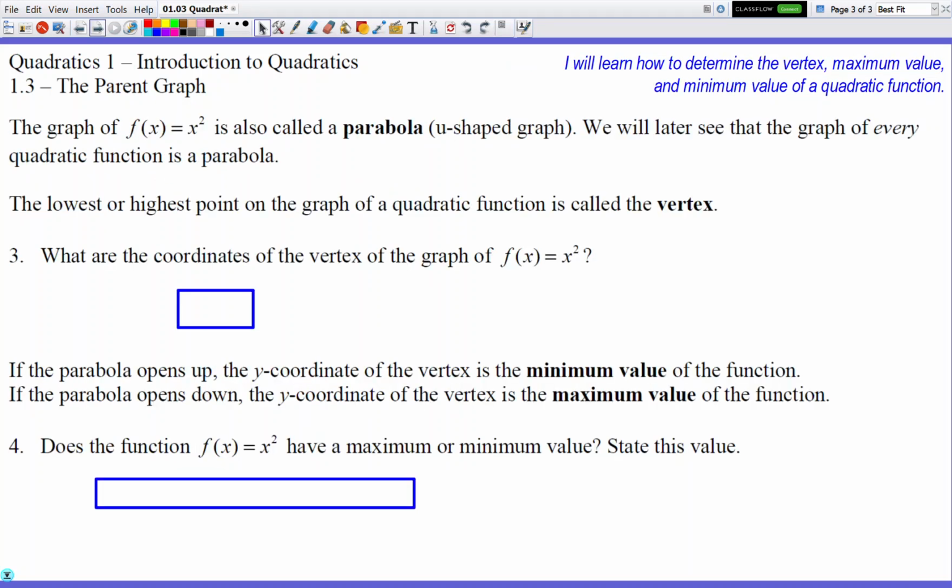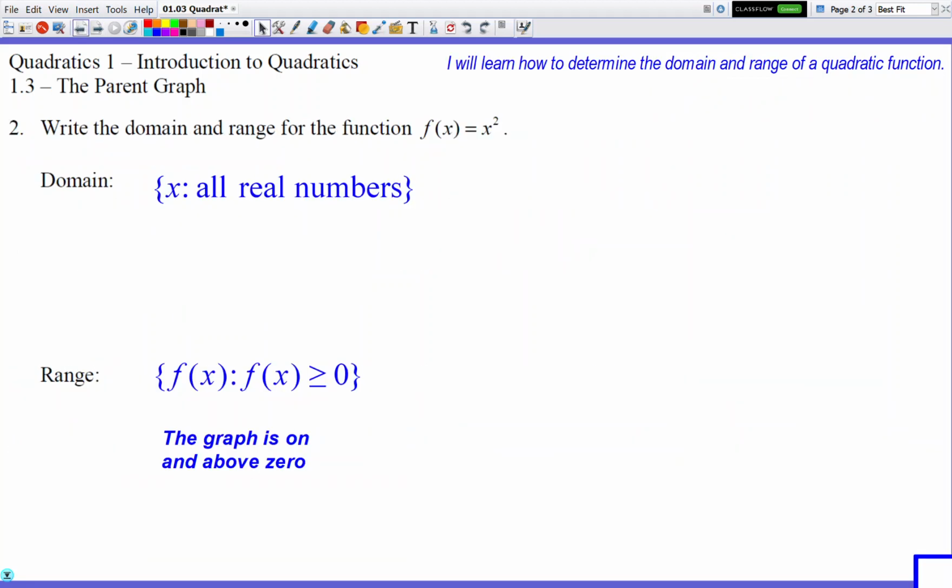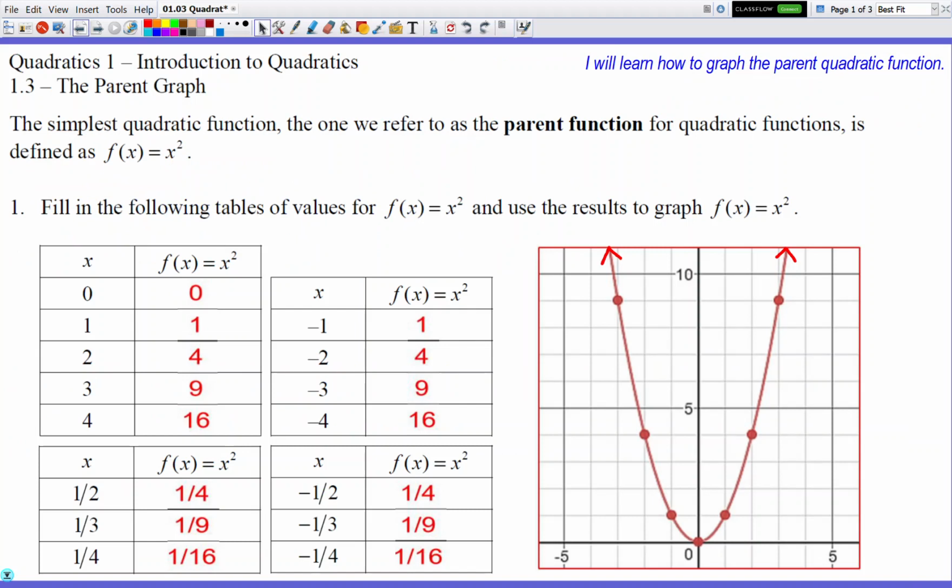Question 3. What are the coordinates of the vertex of the graph? If you remember from your Algebra 1 days, they taught you about parabolas, and that the vertex is going to be either the highest point on the parabola or the lowest point on the parabola. In this particular parabola, this is going to be the vertex right here. Let me get the pen ready, and the vertex is right there. Wait, why isn't it writing? Oh, maybe I didn't switch to pen.